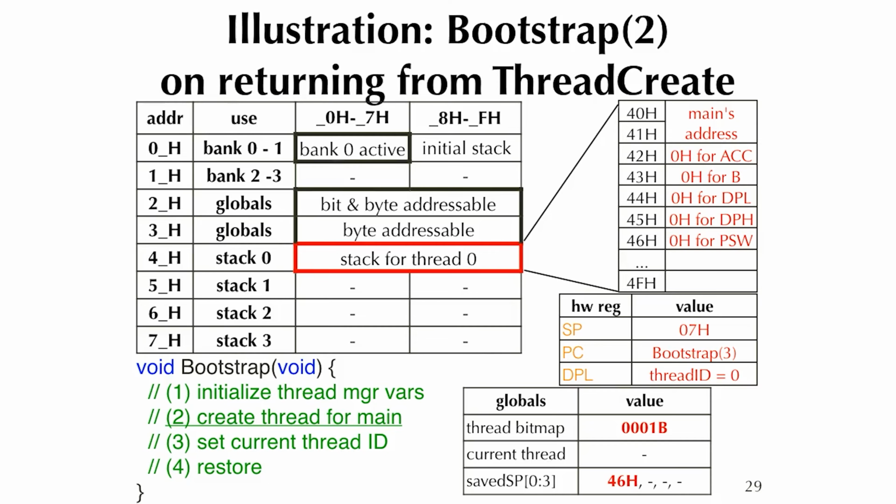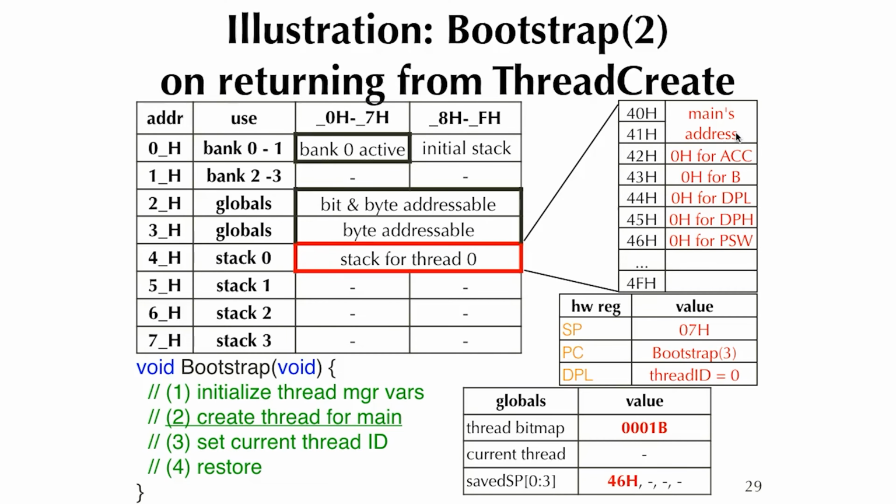So inside thread create, what does it have to do? Well, it needs to set up the context. Thread create is using this initial stack, but what do we have to do? We need to put the initial values for ACC, B, DPL, DPH, and PSW on the stack. And then after these get restored, what the stack has left is main's address. Then we can do a return to main.